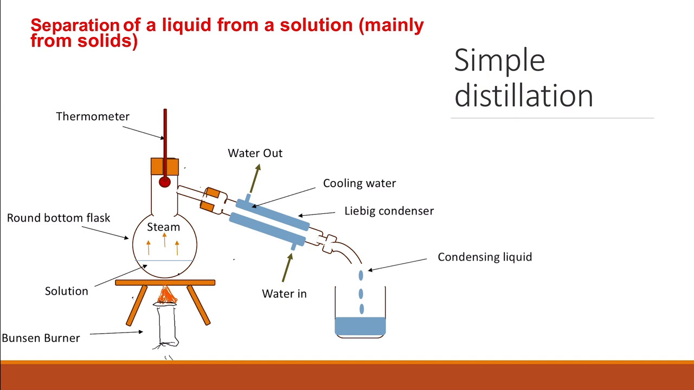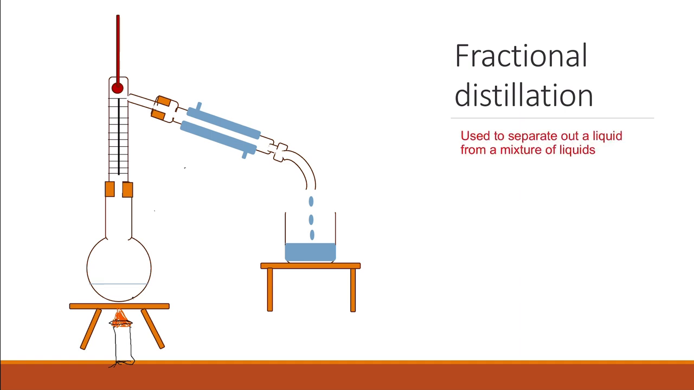And then the liquid or the vapors, as they pass through the Liebig condenser, will start to condense, and then the condensed liquid will collect at the bottom of the Liebig condenser. And then we have a receiving flask where we have the collected or distilled liquid. If we have a mixture of liquids and we want to separate out a liquid from a mixture of liquids, we use fractional distillation.